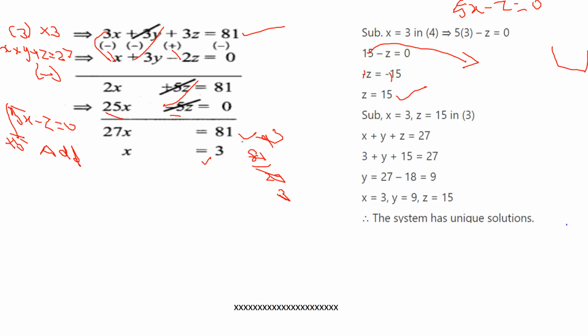So substitute x equal to 3, z equal to 15 in the third equation. Our third equation is x plus y plus z equal to 27. So substitute the x value and z value: 3 plus y plus 15 equal to 27. So 3 plus 15 is 18. So y equal to, 18 goes to the right hand side as minus 18. So y equal to 27 minus 18 equal to 9. Here we get x equal to 3, y equal to 9 and z equal to 15. Different values. Therefore, the system has a unique solution.